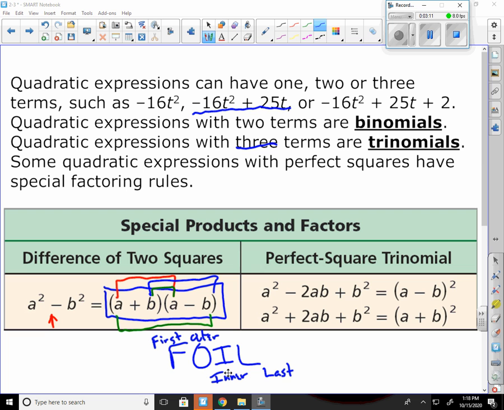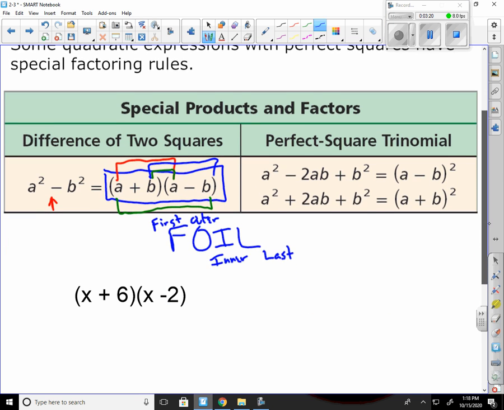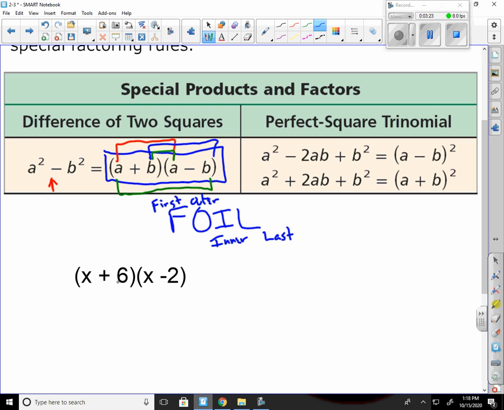Now we're going to walk through it this way, and then I'm going to show you another method which is the same thing, it's just different terminology. So if I start with x plus 6 times x minus 2, I do first, x times x. X times x gives us x squared. Then I do outer, which is x times negative 2. Always put the number first, so it's negative 2x. Inner, 6 times x. And last, 6 times negative 2. 6 times negative 2 gives us negative 12.